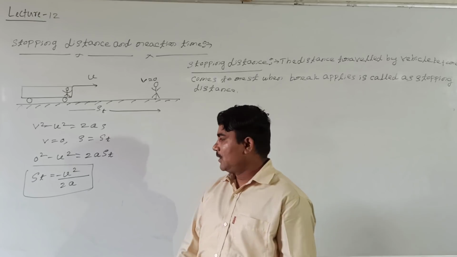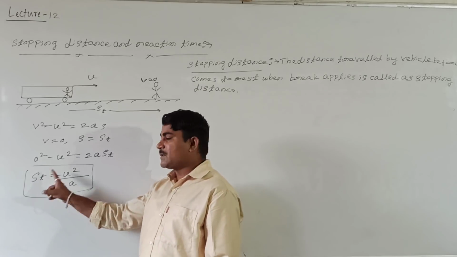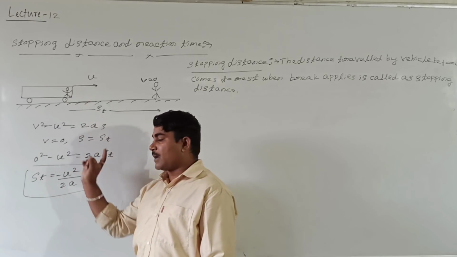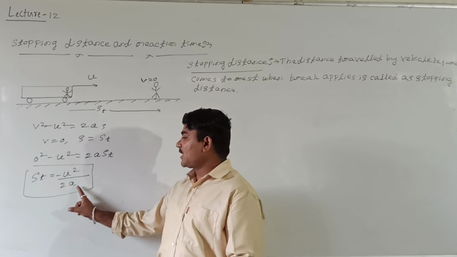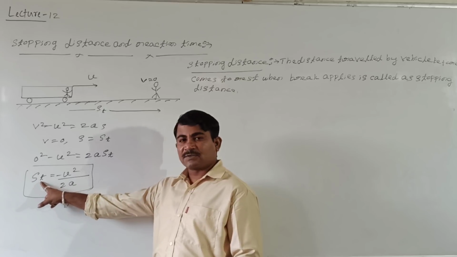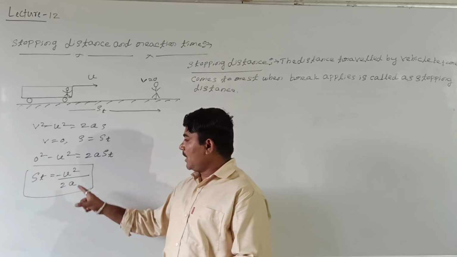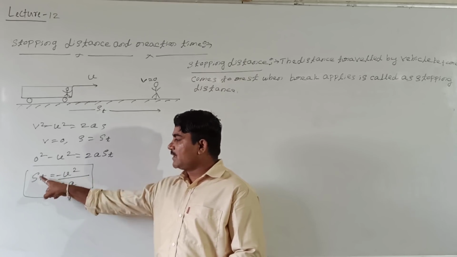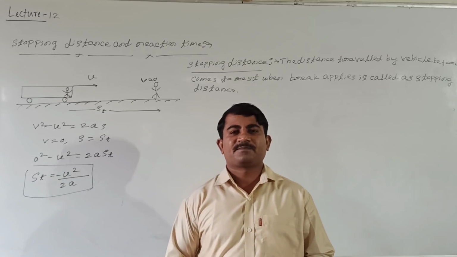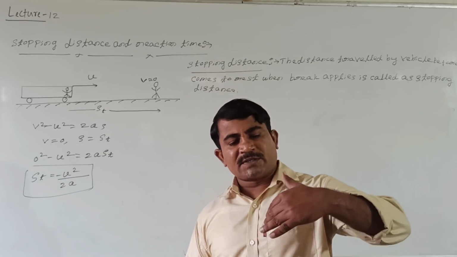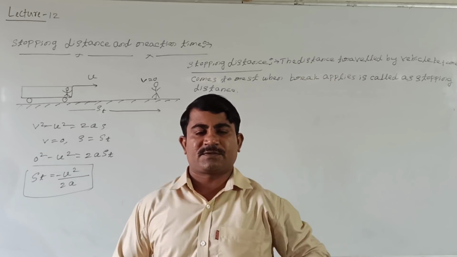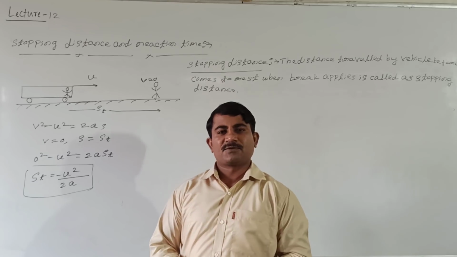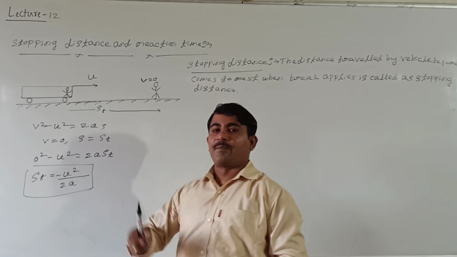I mean, the stopping distance depends on the initial velocity of the vehicle and the retardation, because the 2 is a constant. As the acceleration decreases, the stopping distance will increase. If the initial velocity increases, then the stopping distance will increase. I mean, the more the velocity of the vehicle, the longer the distance it takes to come to rest. So this is what comes under stopping distance.